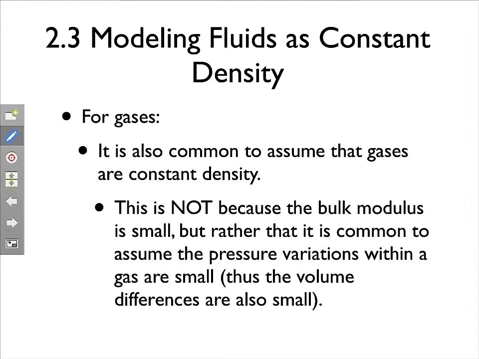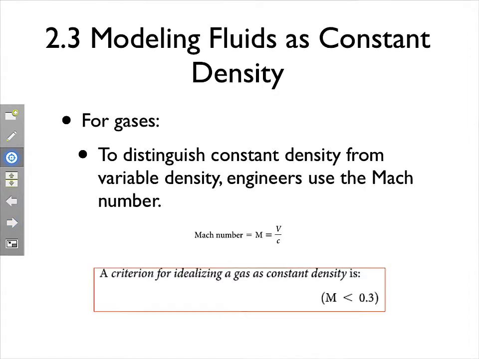This is not because the bulk modulus is small, but it is rather common to assume that pressure variations within a gas are small. So this is the key for gases. We can get around this issue of constant density. We may have to deal with the incompressibility, but we can assume that gases are typically constant density because the pressure variations are small. So the volume may be changing, but if the pressure changes are small, then the bulk modulus isn't really changing much because the pressure change is small.